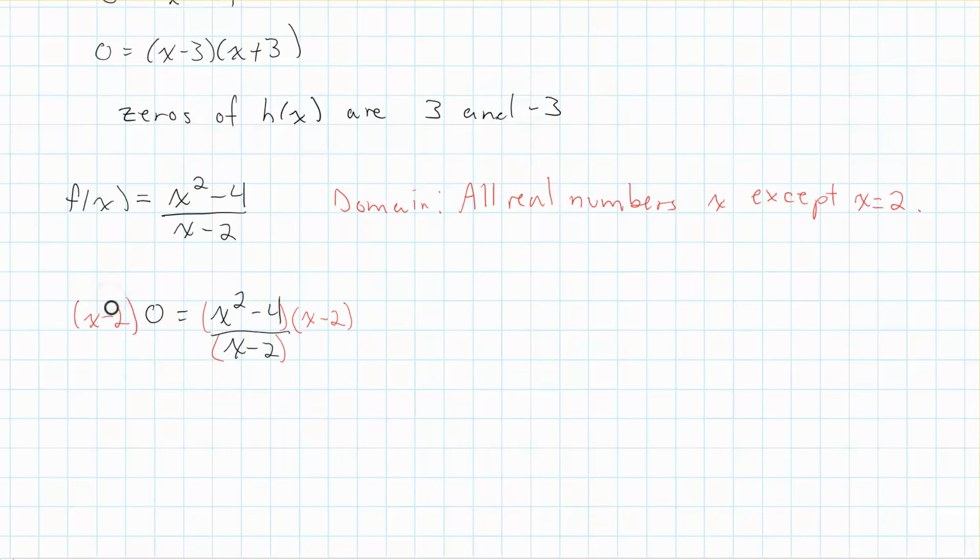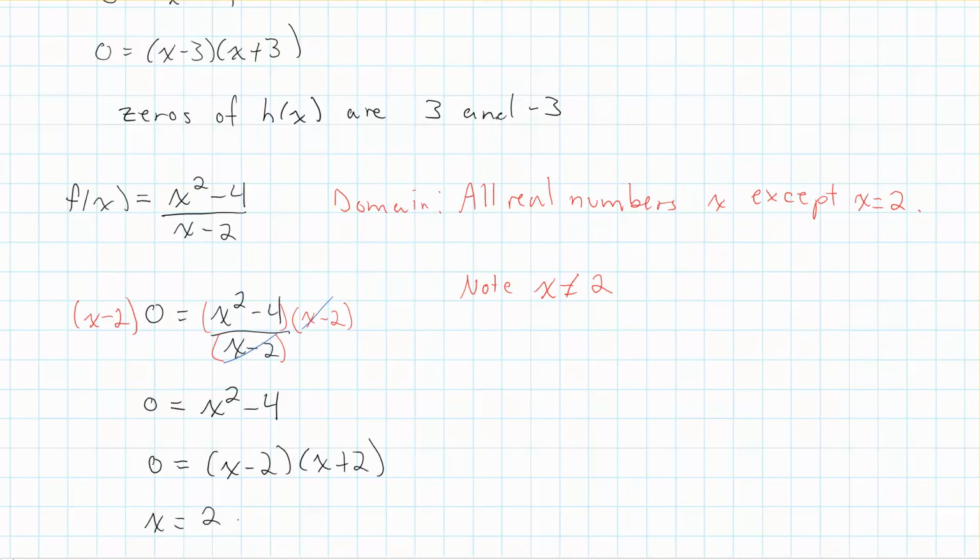And again, I'm going to put that note here that x can't be 2. Of course, when I multiply there, the x minus 2's would cancel. 0 times x minus 2 is still 0, so you get 0 equals x squared minus 4, which means you get 0 is equal to x minus 2 times x plus 2. And so we'd wind up with x is equal to 2 or negative 2.